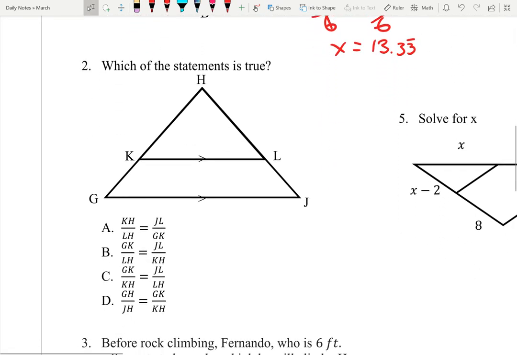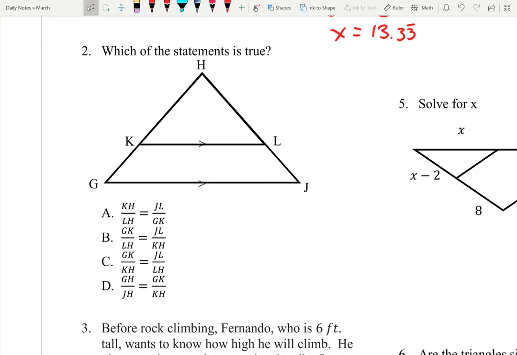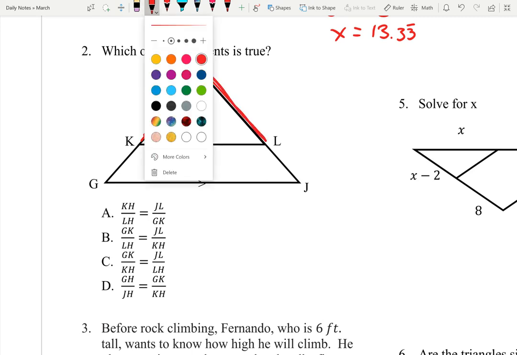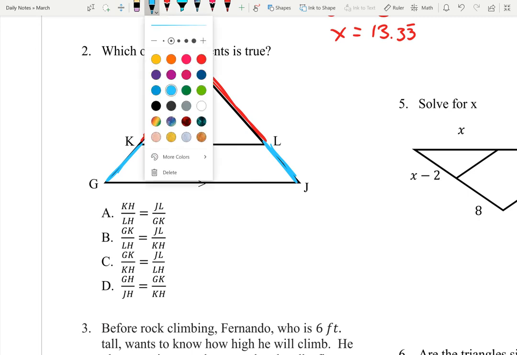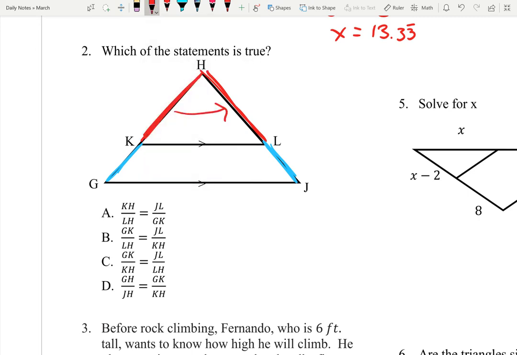For number 2, which of the statements is true? So again, we're just making matching pairs, identifying matching pairs of proportions. So KH, which is this side, to LH, which is this side, to, let me use a different color, JL to GK. Now it looks like it matches, but remember, what we had done is we had said KH to HL, or KH to LH, but then we said JL to GK, so we went the opposite direction. So because of that, that's not good. So we don't want to use it.